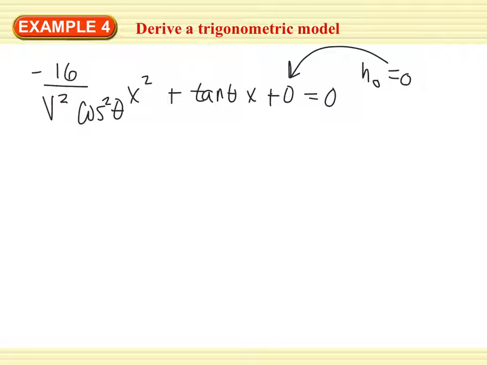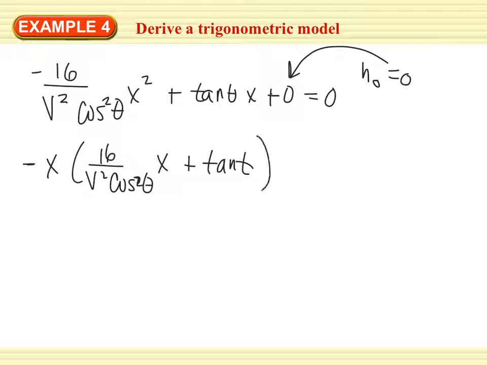That's right there. Okay, let's factor out that x. Negative x times 16 over v squared cosine squared theta x plus tan theta equals 0. So we factored out the x. I need that zero product property.